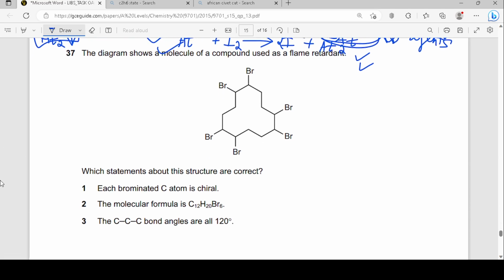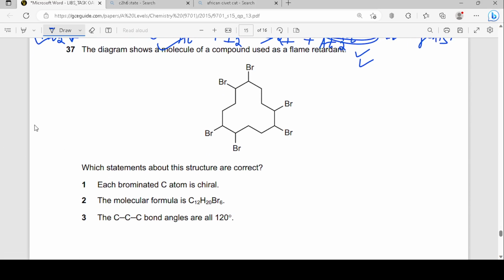Okay. 37. The diagram shows a molecule of a compound which is a flame retardant. Which statements about the structure are correct? Each brominated carbon atom is chiral. See, I don't see any symmetry in this molecule, do I?